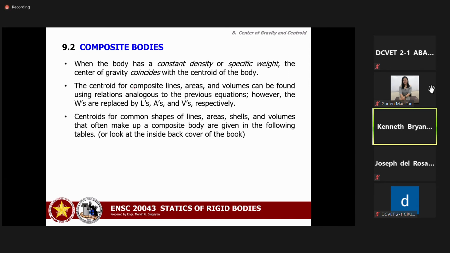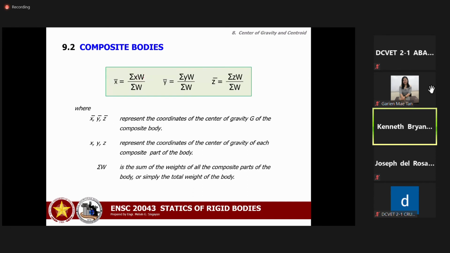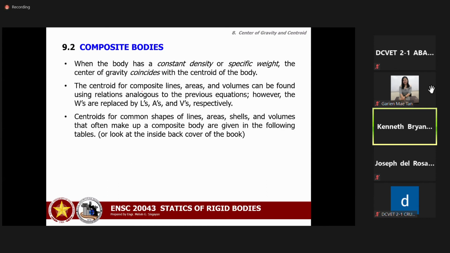So when the body has a constant density or specific weight, the center of gravity coincides with the centroid of the body. So the centroid for composite lines, areas, and volumes has relations analogous to the previous equations. However, the W's are replaced by L's, A's, and V's respectively. So meaning, if the composite body is made of lines, areas, or volumes, we replace the W's by L's, A's, and V's respectively. We apply the same formula. Then the centroids for common shapes of lines, areas, shells, and volumes that often make up a composite body are given in the following table, or you can look at the inside back cover of the reference book.